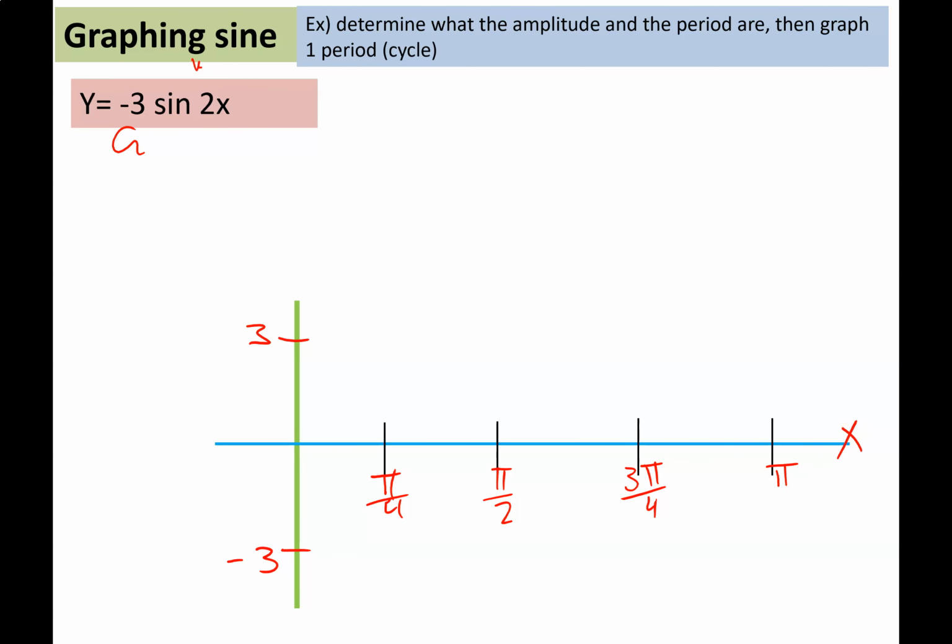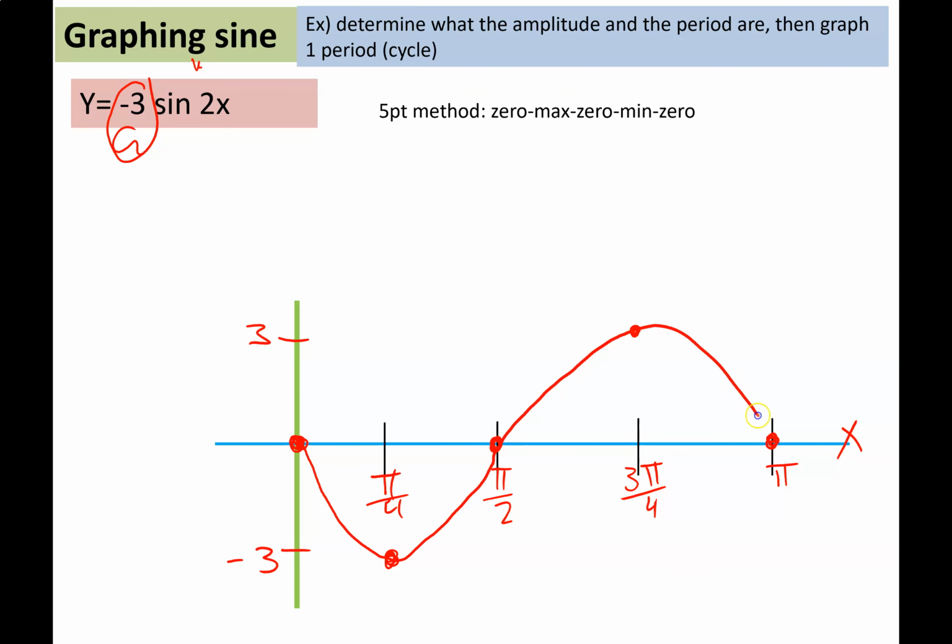Okay, my a value was negative. Because my a value is negative, the graph will reflect. So it'll flip, if you will. So instead of my usual 0, max, 0, min, 0, we're still going to start at 0, but it's going to reflect. So instead of the max, now it's going to be the minimum. And then we're going to go back to 0 on the x-axis. We're going to go now to the max, and now we're going to go to 0. We're going to go ahead and connect those points. And our graph of sine for this equation would look something like that.